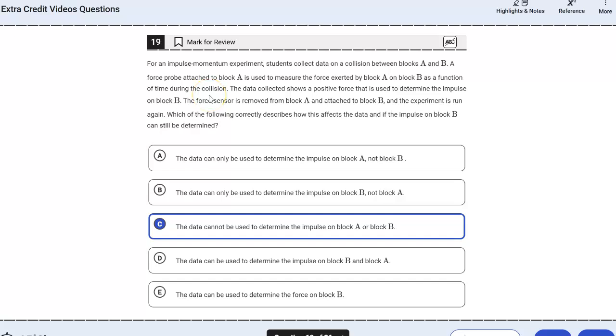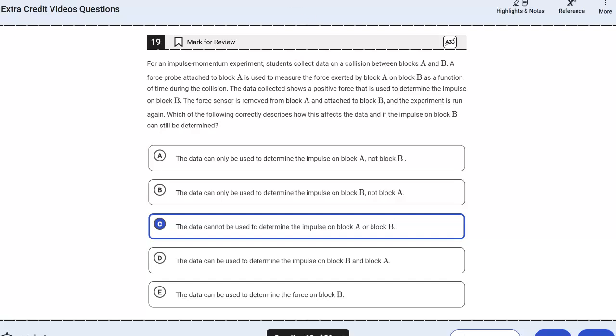Hi, this is MCQ number 14 on the AP Physics C extra credit videos. So here we have a wordy problem, no numbers involved, and it's involving impulse, momentum, and force-time graphs, and an experiment. So I read the question, but take a second to read through it. Give you a second.